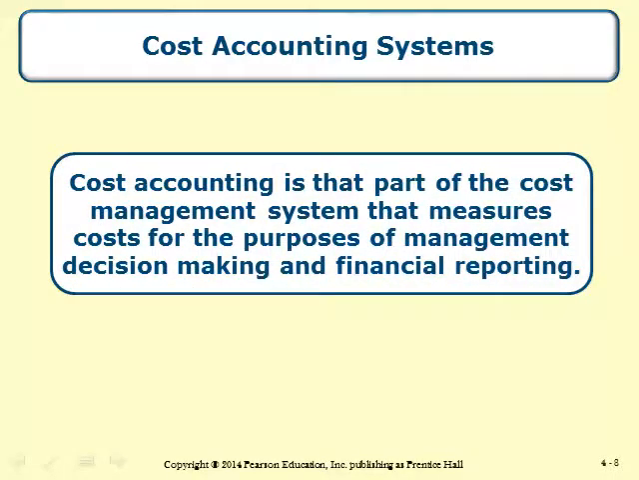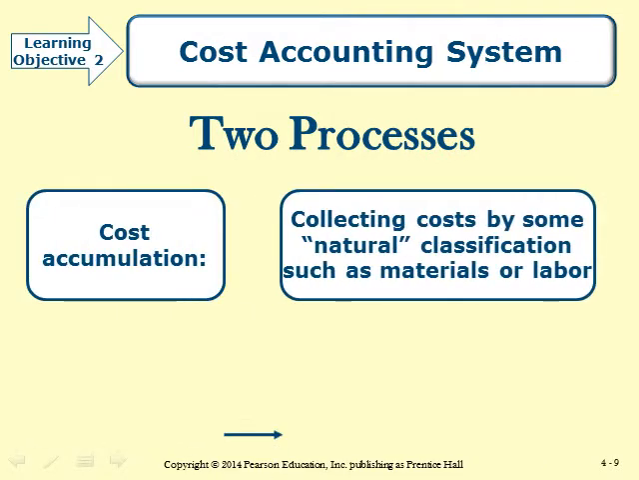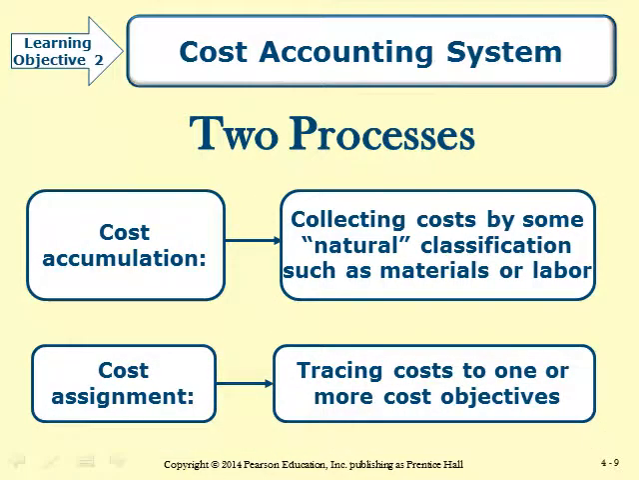And so when we talk about a cost accounting system, we're talking about cost accounting, which is that part of the cost management system that measures costs for the purposes of management decision making and financial reporting. So the cost data that managers use for decision making come from the cost accounting system, right? And which are the techniques used to determine the cost of a product, service, customer, or other cost objective that we just looked at. The cost accounting system is the most fundamental component of a cost management system.